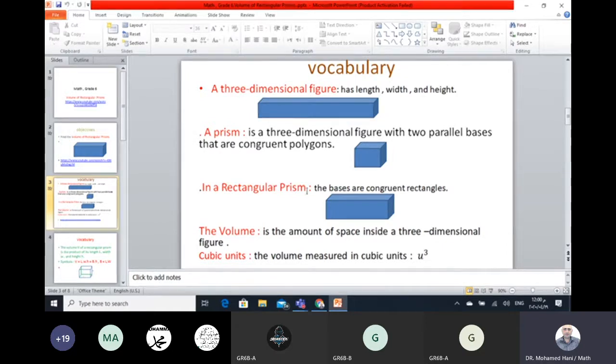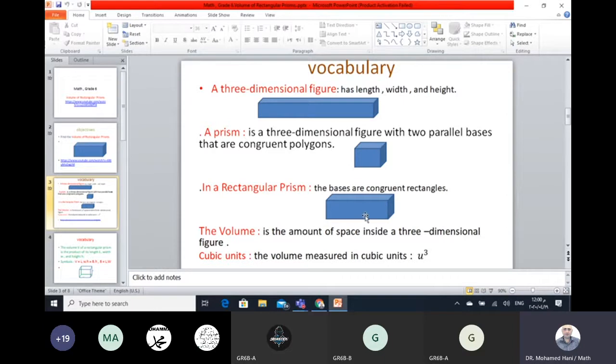In a rectangular prism, the bases are congruent rectangles. As you see here, we have a rectangular prism. Here we have a rectangle, and down we have a rectangle. So the two opposite bases are equal or congruent and parallel, and the kind are rectangles.